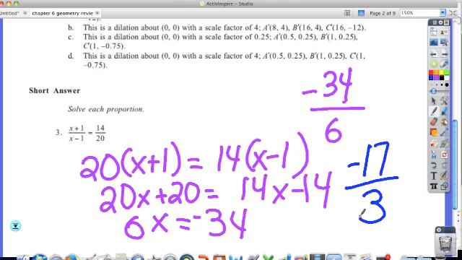Question about this one. Yes, Killian with 2 L's. Where did the x go? What do you mean, where did the x go? When you made it like negative 34 over 6, where did you put x? X equals. Wait, I just didn't write that. Yes.